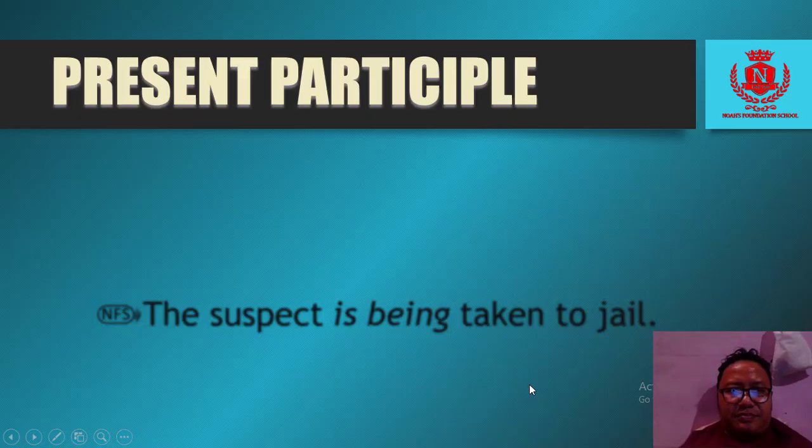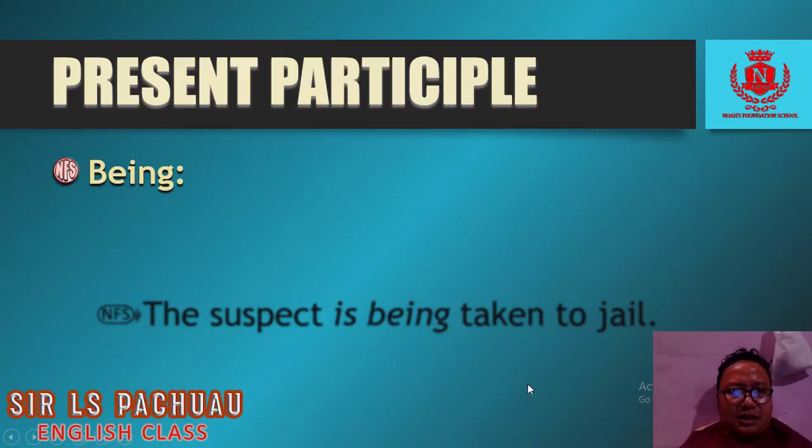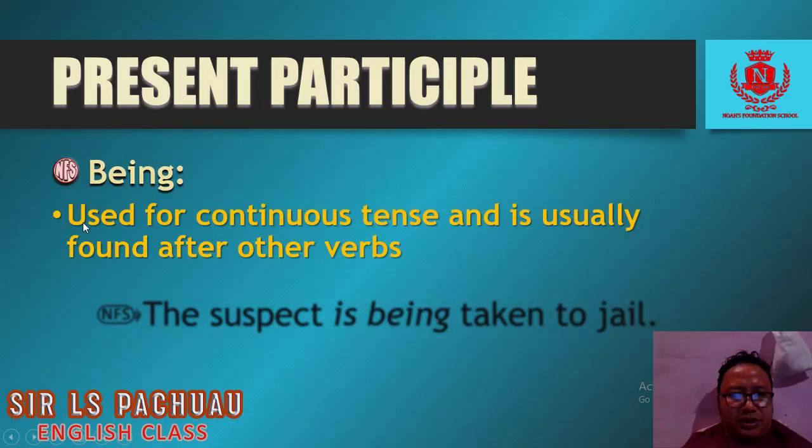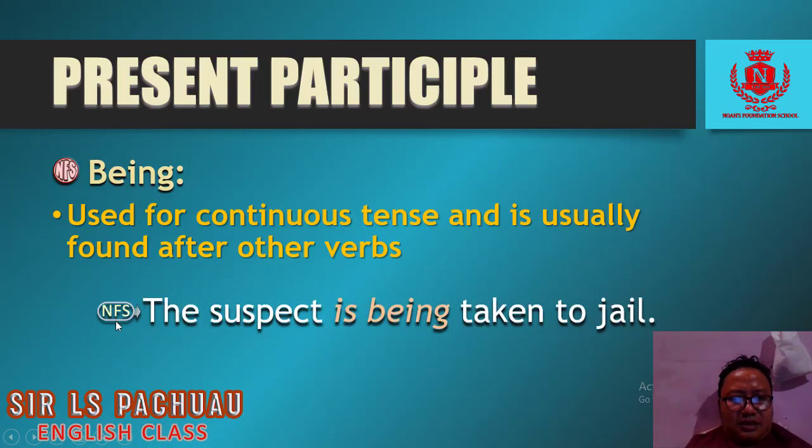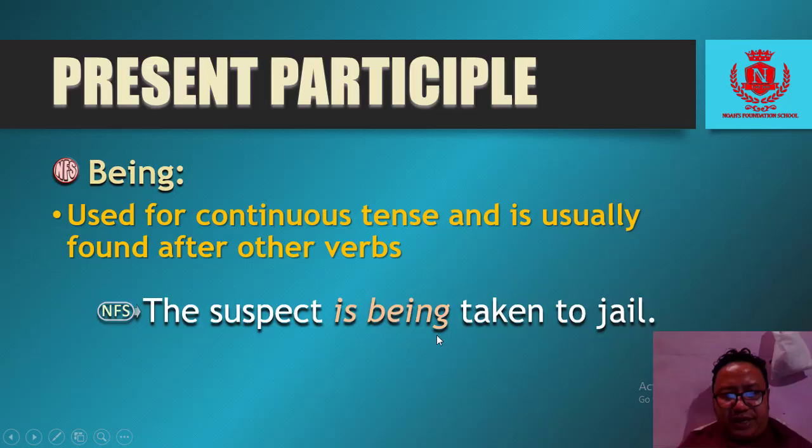And the next is present participle, be. Be is used for continuous tense and is usually found after other verbs. Remember that. Here, the suspect is the subject of this sentence. The suspect is being taken to jail. Understand? Is being. Here we have to use this verb is with this being. This is a be verb.